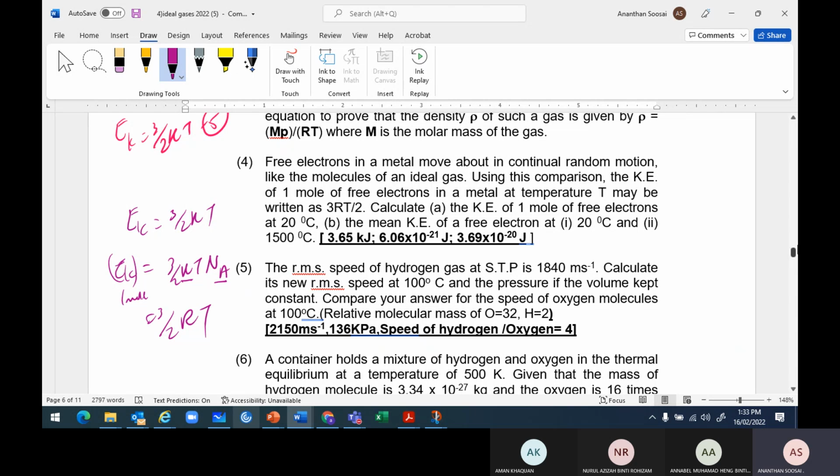So for 1 mole of electrons, you know the energy is 3.65 kilojoule. So one free electron is 3.65 kilojoule divided by the Avogadro constant, right? Because the 3.65 is for 1 mole, and 1 mole consists of 6 times 10 to the power 23 particles. So the Avogadro constant is 6.02 times 10 to the power of 23. Use the Avogadro constant to get the second answer, 6.06 times 10 to the power negative 21.